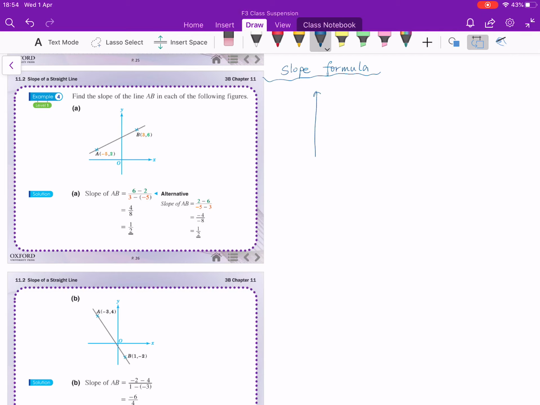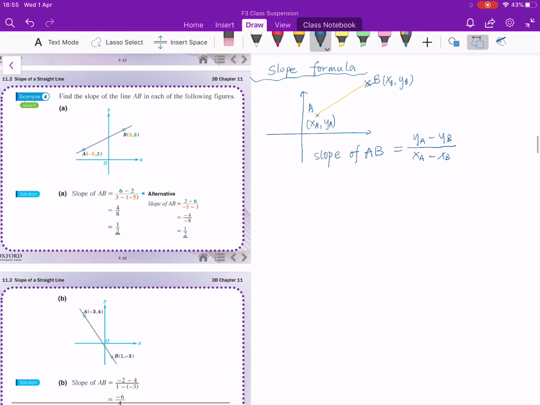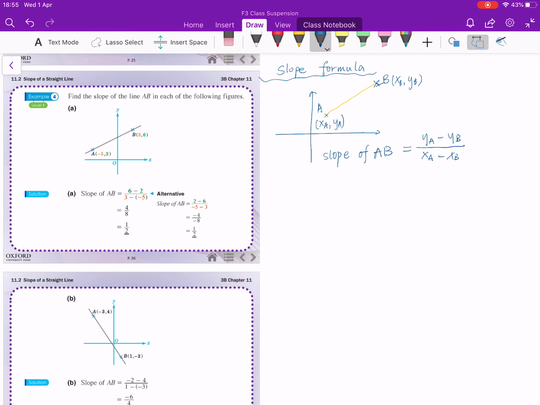First of all, slope is used on the coordinate plane. If we have two points on the coordinate plane, one I call A, with coordinates (x_A, y_A), and the other point is B, with coordinates (x_B, y_B), then for the straight line joining them, the slope of AB can be calculated by the formula (y_A minus y_B) divided by (x_A minus x_B), which is quite similar to the formula of gradient.